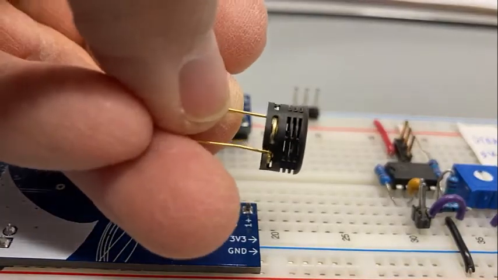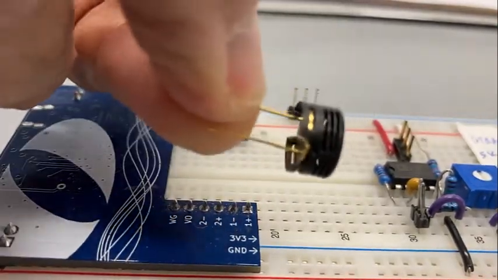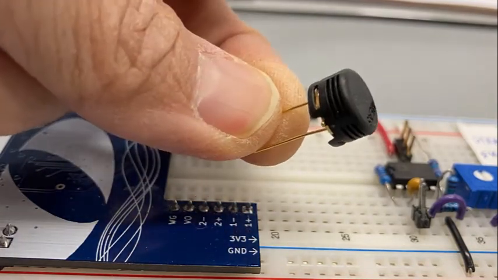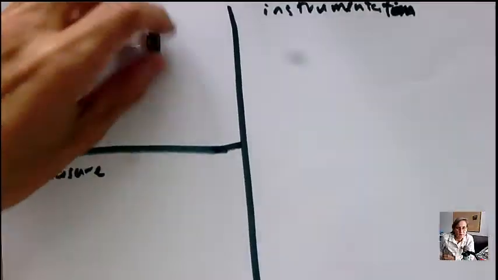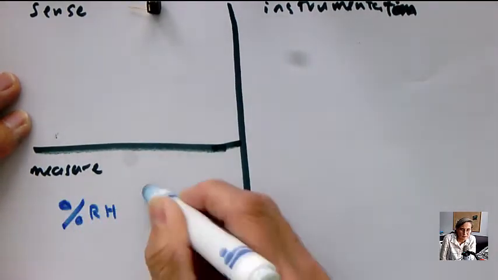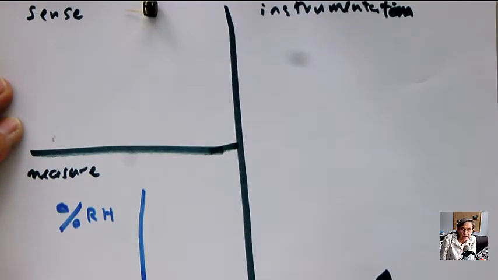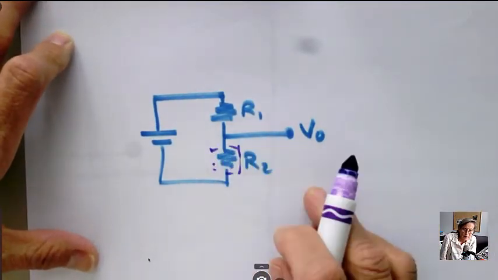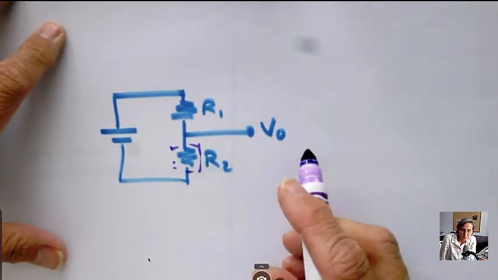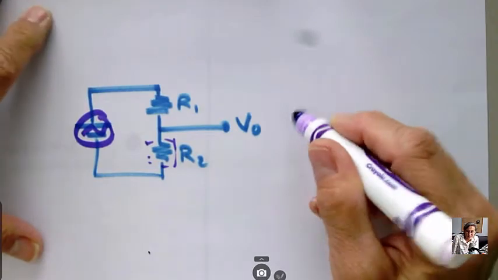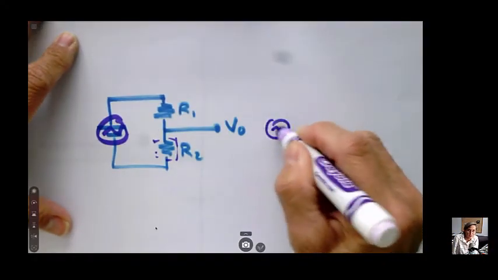In this lab, you're going to use this simple device. It's basically a parallel plate capacitor to measure the relative humidity. What we're trying to measure here is percent relative humidity, which is going to be a single value. And the circuit that we're going to use is from our foundation of the basic voltage divider circuit, where we've replaced one of the sensors. And in this case, we're going to use an AC signal instead of a DC signal.